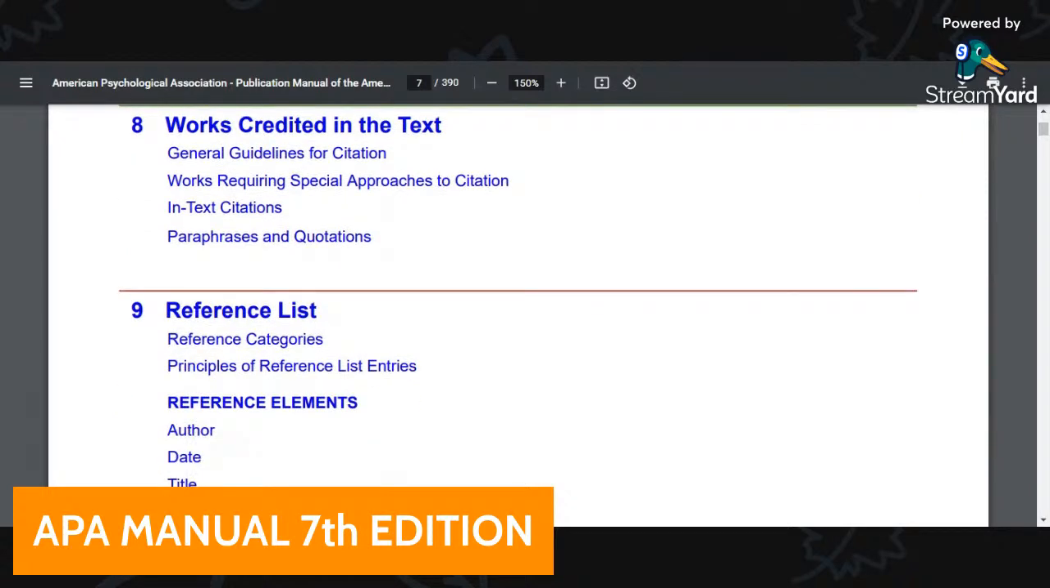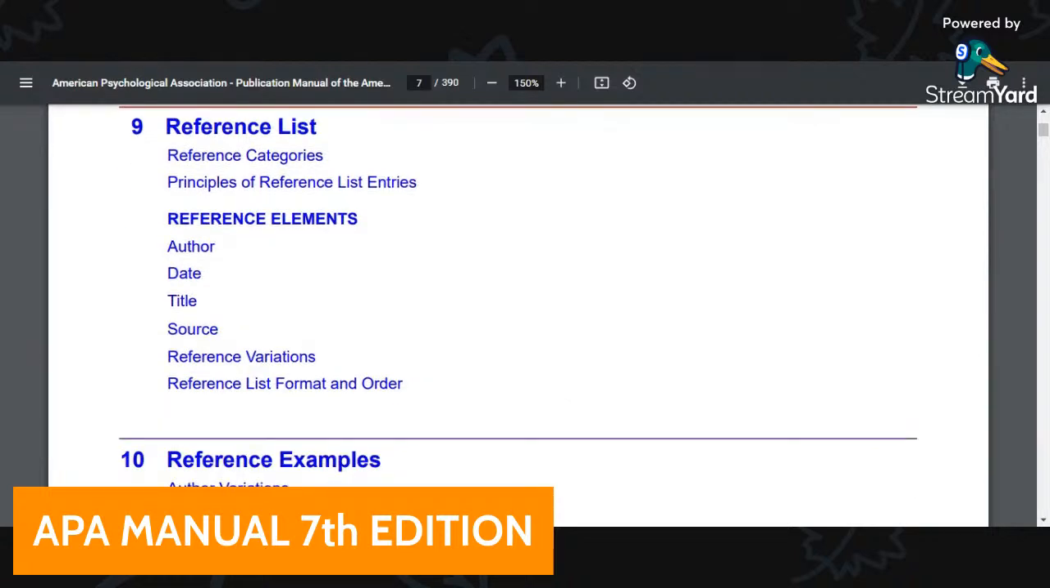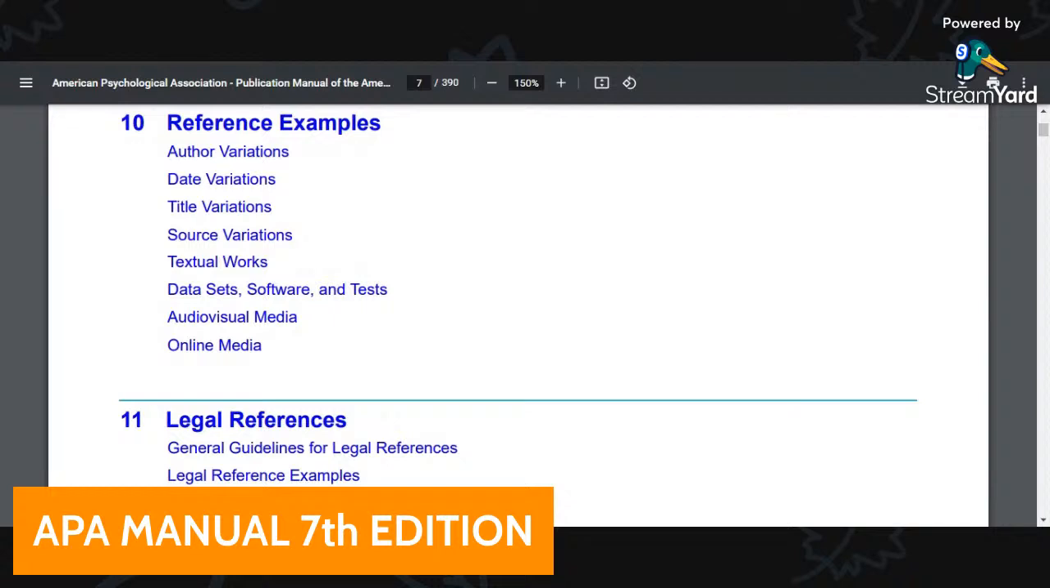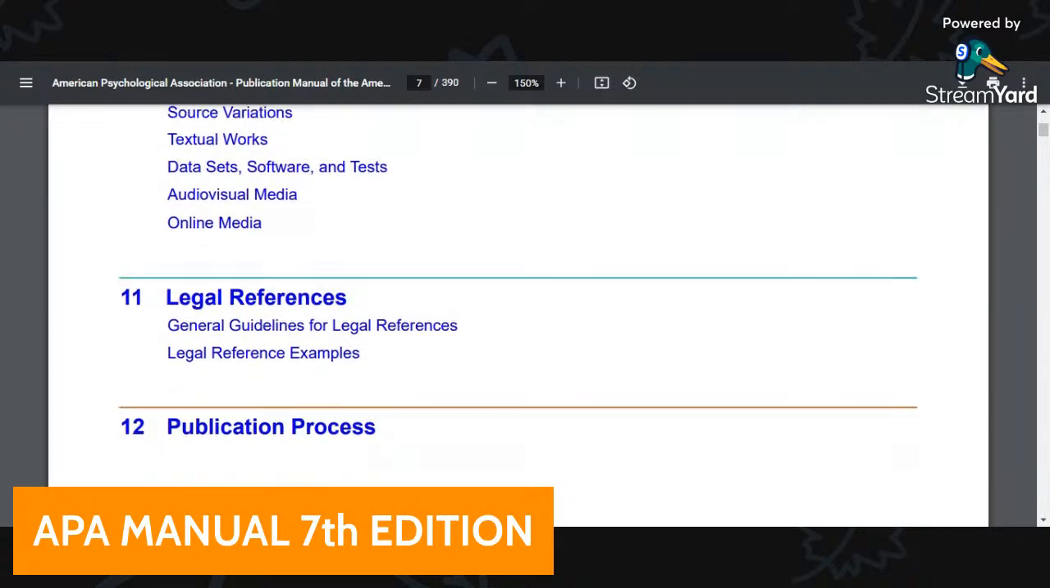Reference categories means we are taking our data from different sources. It may be a journal, it may be directly from a website, it may be from a book having one author or more than one author, it may be from different sources also. So how we have to use these references according to APA. We will take the reference examples at the end of our video. There are 390 pages in this.